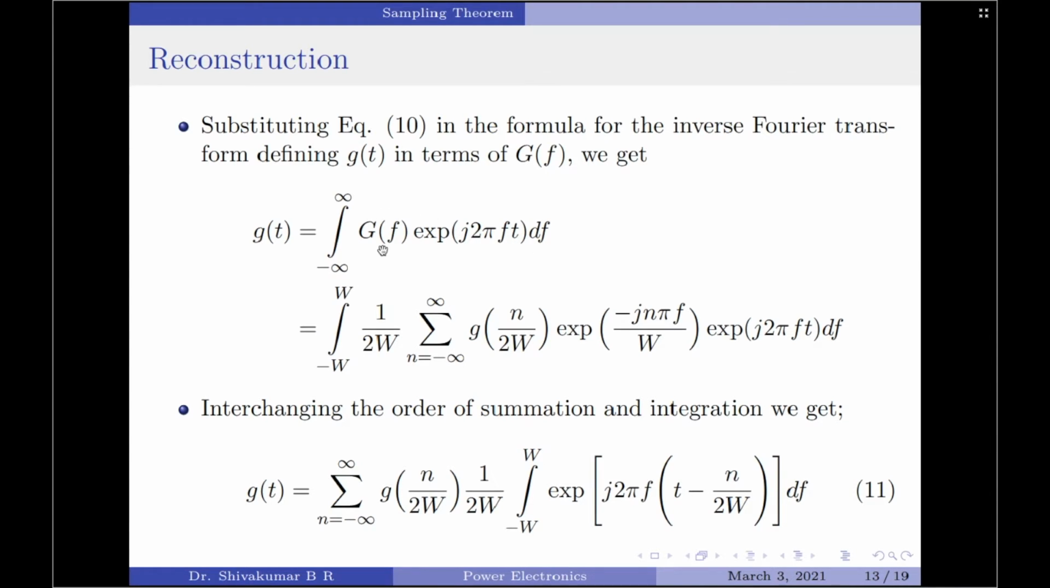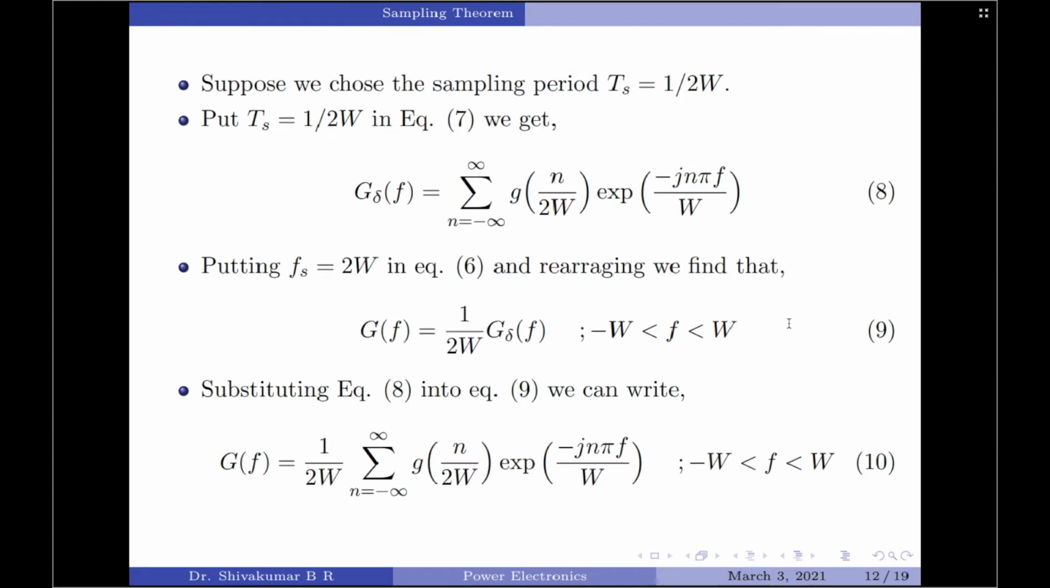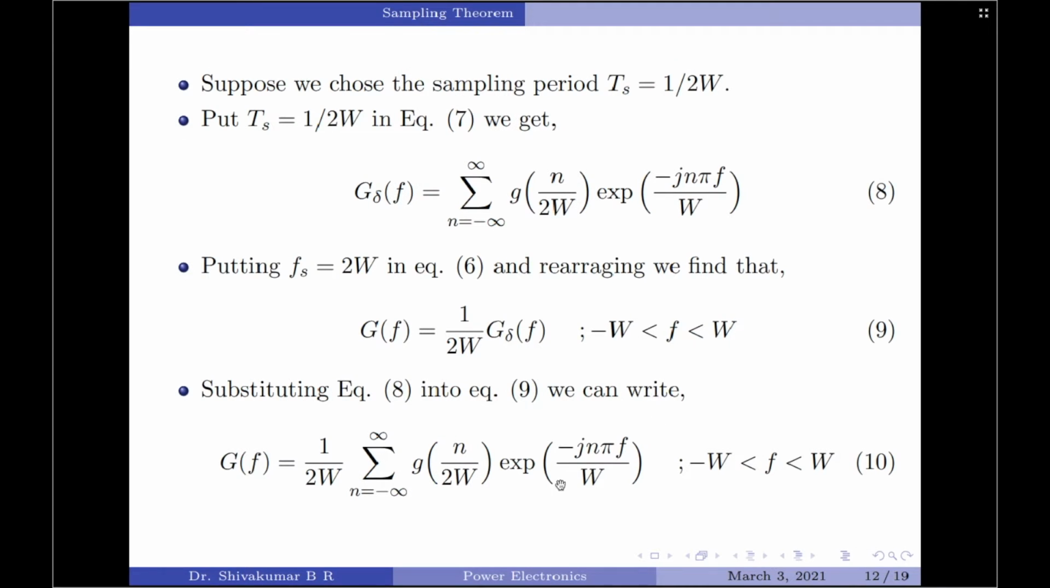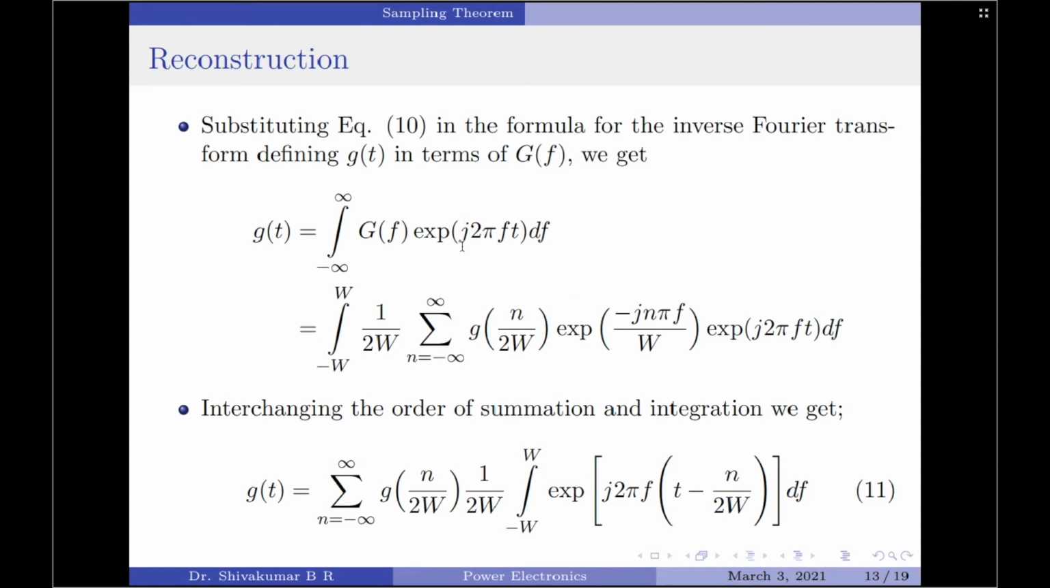Now, let us take G(f) from equation 10 and substitute it to create a new equation. We should note that since the limits of this frequency component are between minus W to plus W, the limits of the integration will also change to minus W to plus W. So, the equation becomes g(t) equals integral minus W to plus W 1 by 2w summation n varying from minus infinity to plus infinity g(n by 2w), which is our sample, multiplied by exponential of minus j n pi f divided by W. Please note this exponential term is taken from equation 10. Then we have the exponential term from the inverse Fourier transform equation retained as it is here.